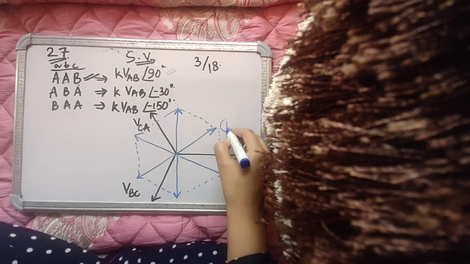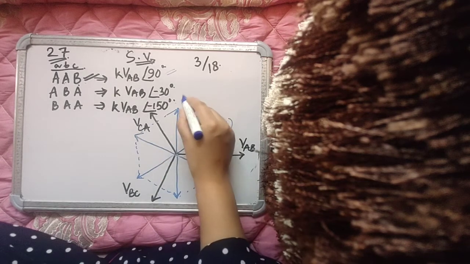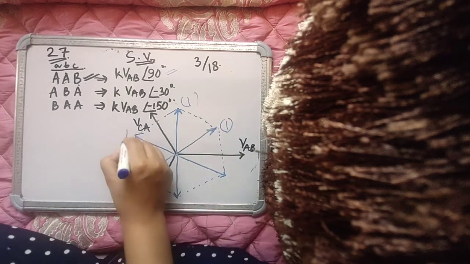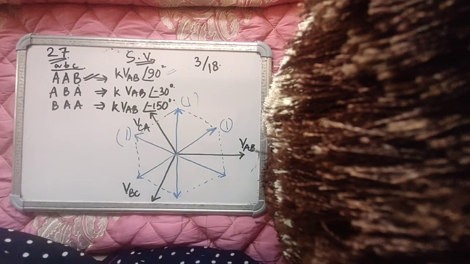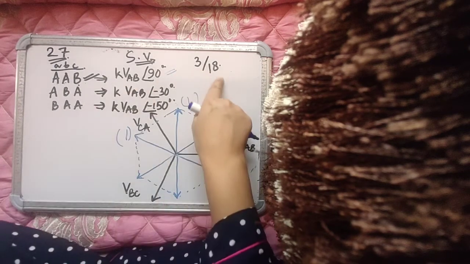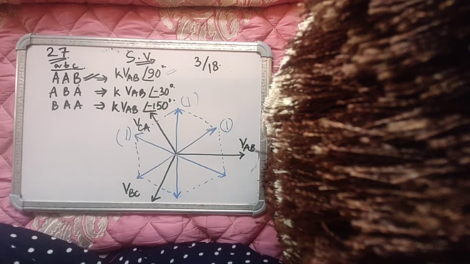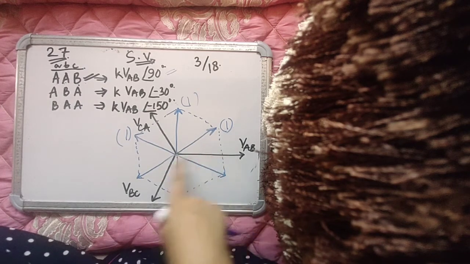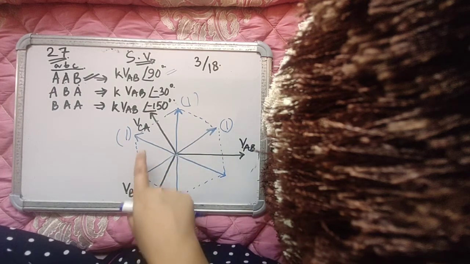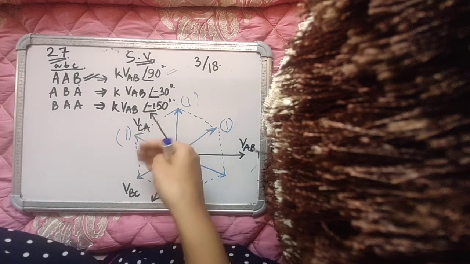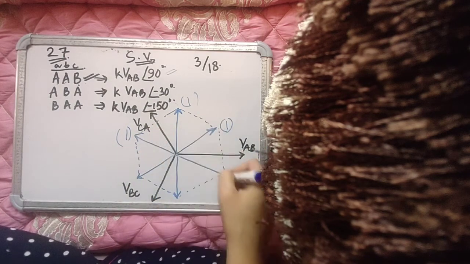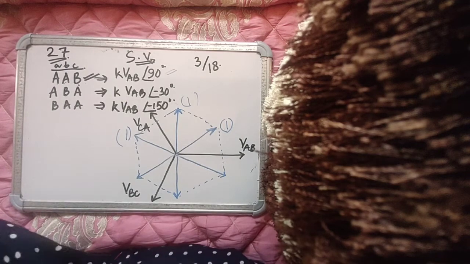Now, one state is occupying this line, one state is occupying this whole line, and one state is occupying this whole line. How many states are still left? 18 minus 3, that is 15, right? And when I check them, they might be functions of VBC or VCA at some angle, of course, but they will also occupy the same lines, right?